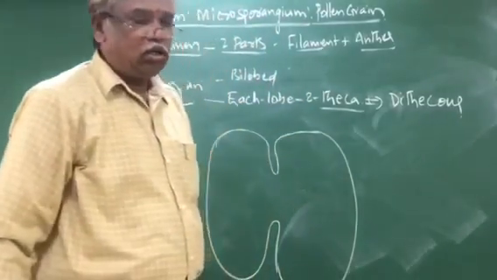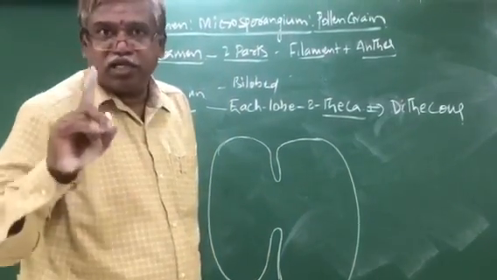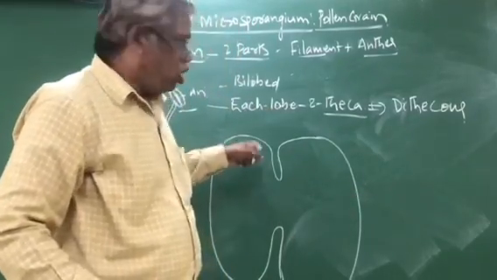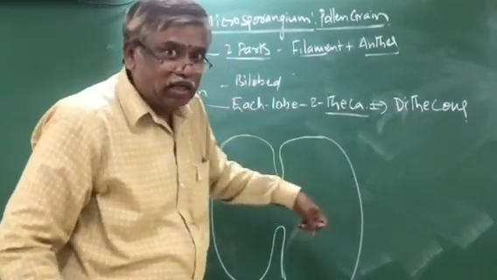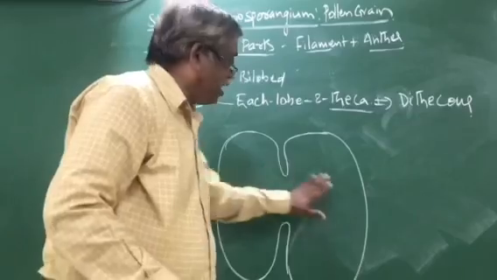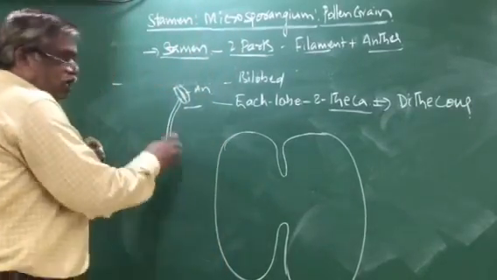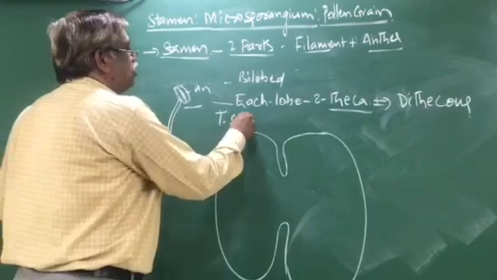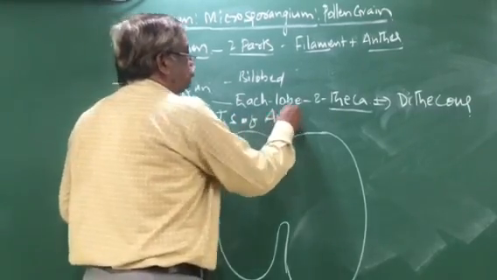Once again, a number of students will be misled. Is dithecous the lobe or the entire anther? Each lobe is dithecous. Now come to this. It is a TS, a TS of anther.